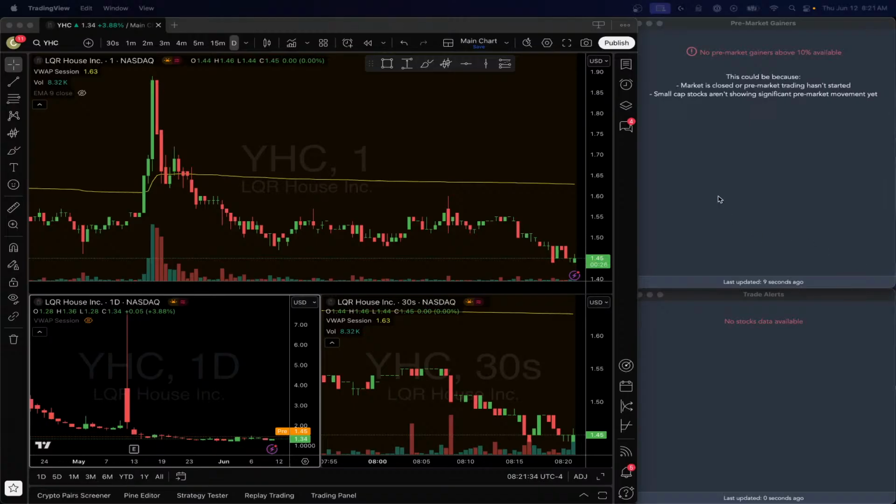And when you see that no pre-market gainers above 10% available, that's incorrect because we do have some above 10%. But this could be because market is closed or pre-market trading hasn't started. Small cap stocks aren't showing significant pre-market movements yet. I need to update that to not showing. Small caps are not showing enough volume.